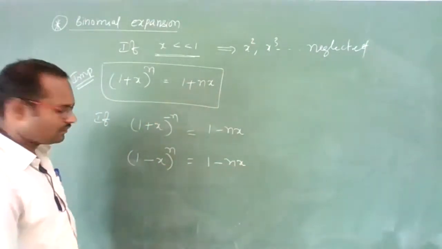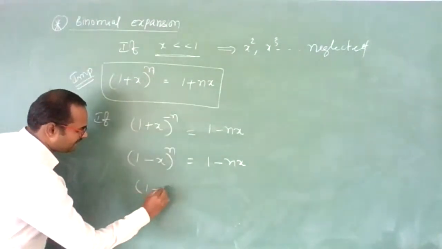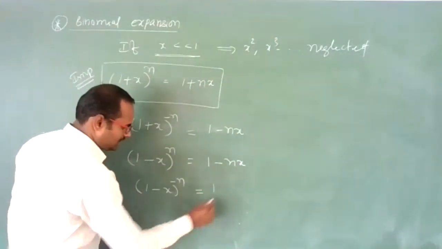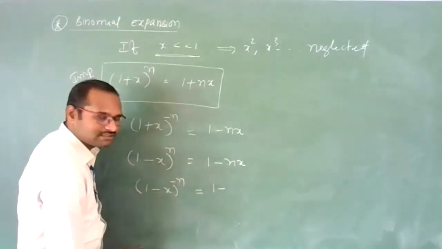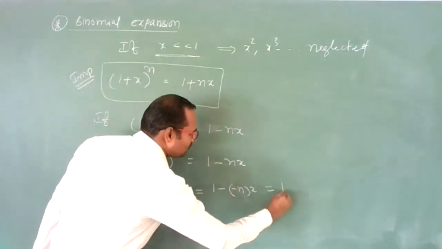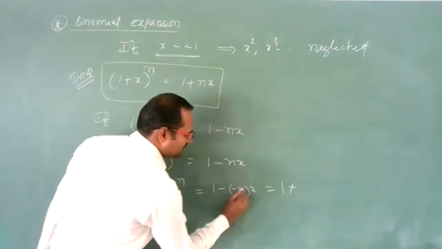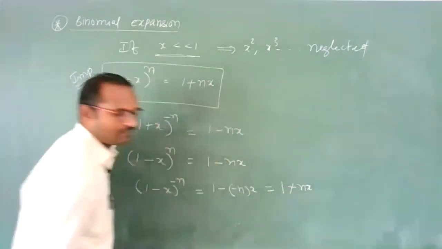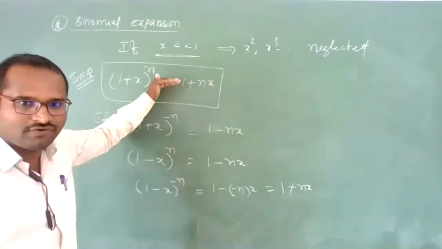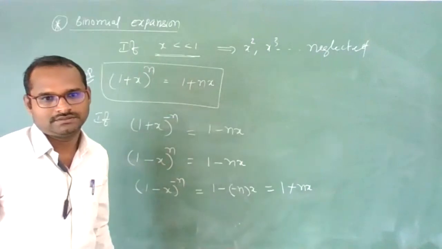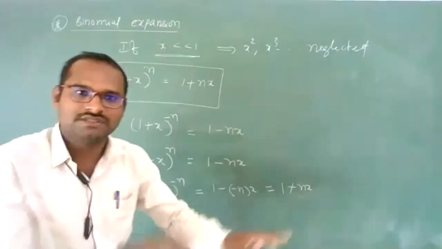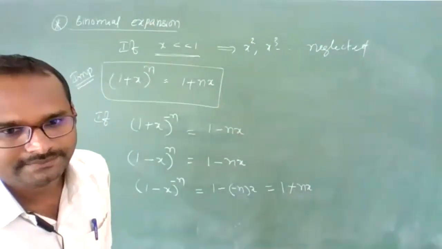Are you getting? Okay. Or for example, if you are having 1 minus x whole power minus n, then you can write it as 1 minus, here minus is there, that's why I have written minus of minus nx. Means you will get 1 plus nx, since minus of minus is plus. Okay, these all formats you need to remember. This is the main important formula that you need to remember to use in physics. Remaining all the derivations I have given, that is not required.